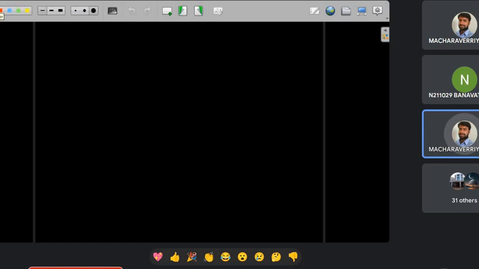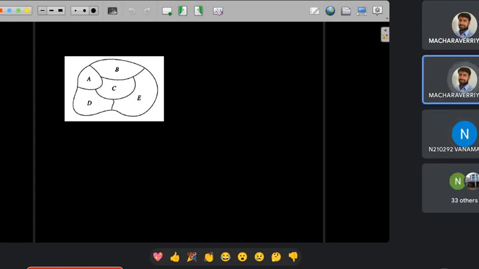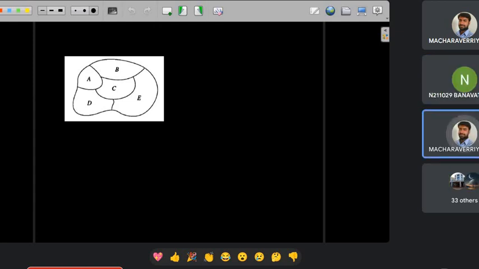So let us discuss graph coloring. Initially, let us start with a map here. You have a map in which you can see 5 regions. Now the question is how many colors you need to assign to these regions so that no two adjacent regions have the same color.